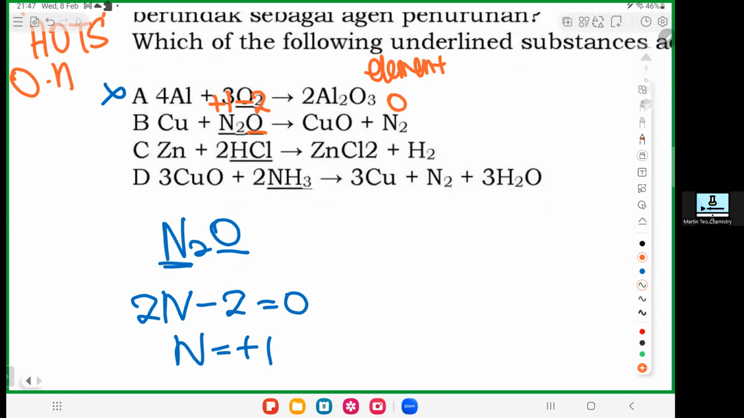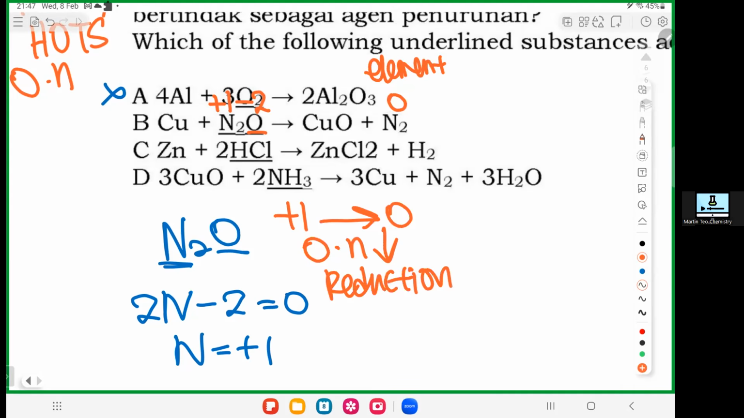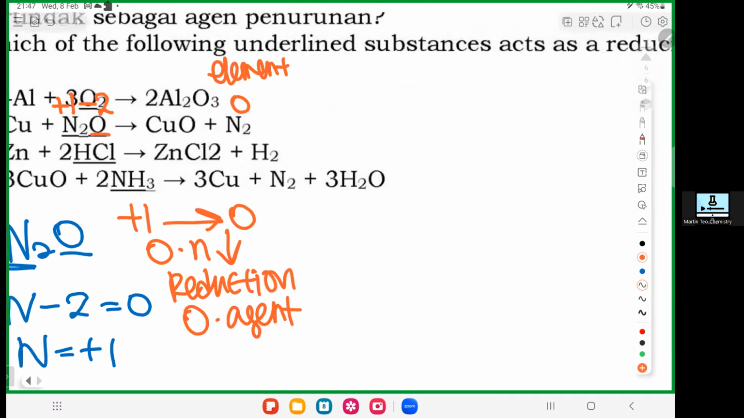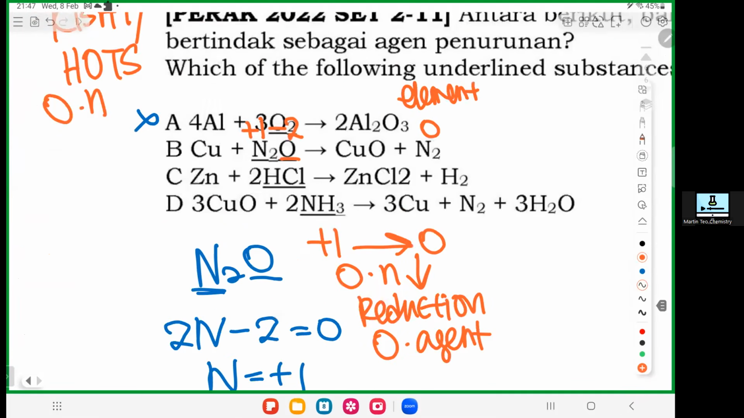So nitrogen goes from +1 to 0, the oxidation number goes down. Oxidation number going down is a reduction process. So when you undergo a reduction process, you are the oxidizing agent, not the reducing agent they want. So answer B is wrong.